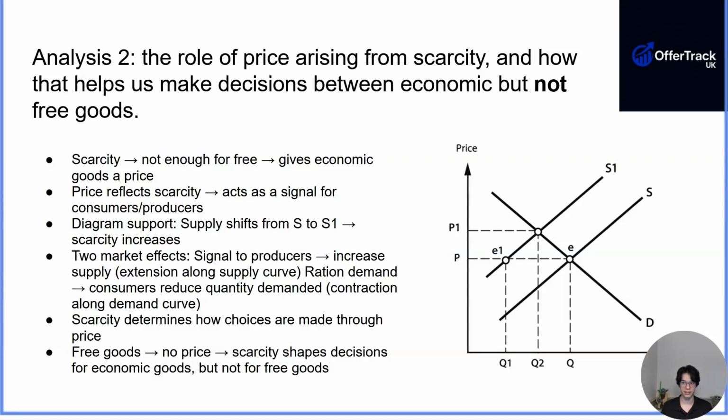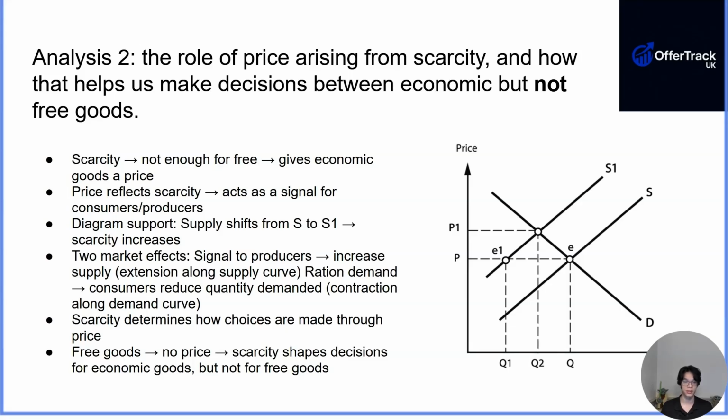Now for the second analysis paragraph. For some context, the mark scheme for this question doesn't do this, but to hit 25 marks consistently, you need to include more than one piece of analysis. Let's look at it from a different angle, the role of price and how that helps us make decisions between economic goods and free goods.